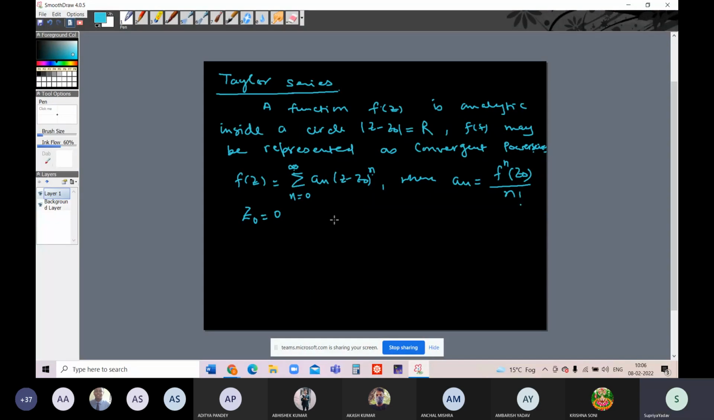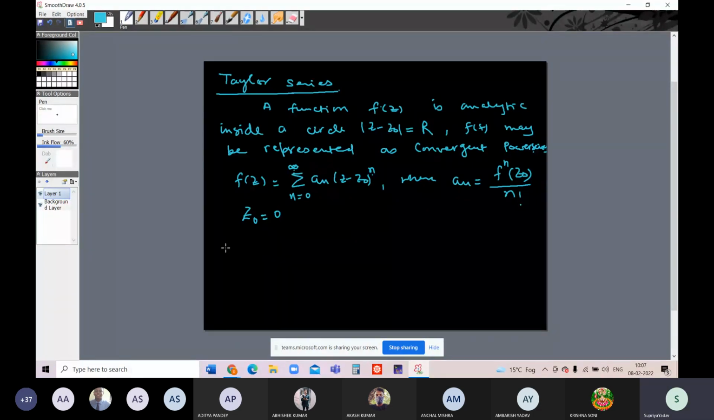Or we can say that if we have a convergent series which has a non-zero radius of convergence, then inside that circle |z - z0| = r, this power series must converge to a function, and that function will be analytic.